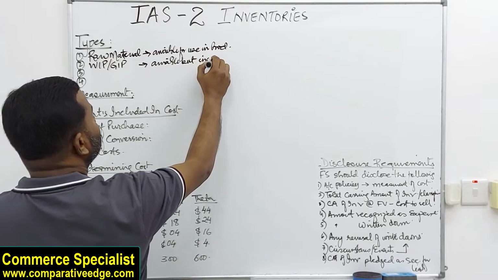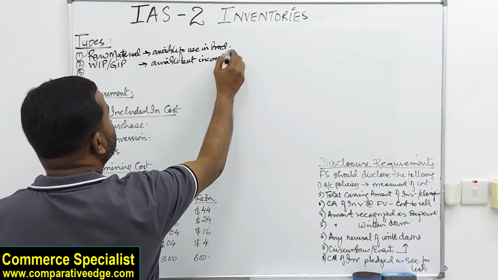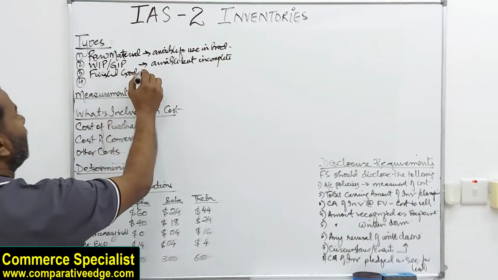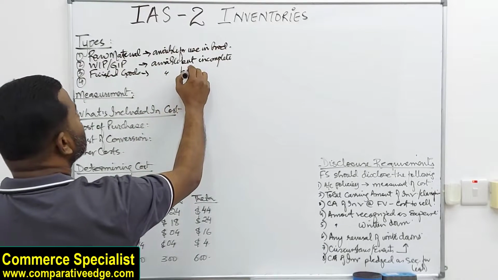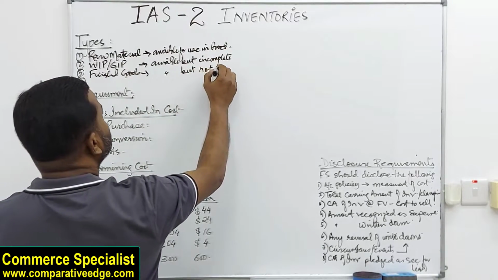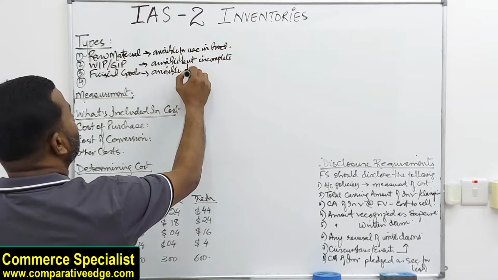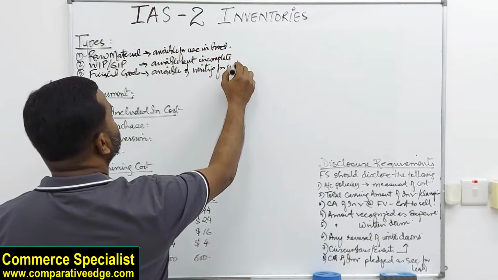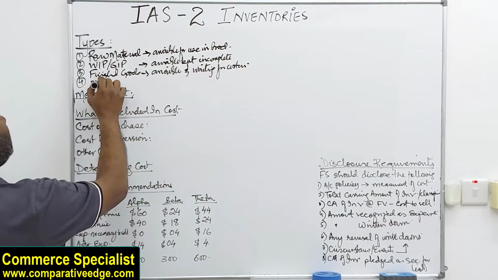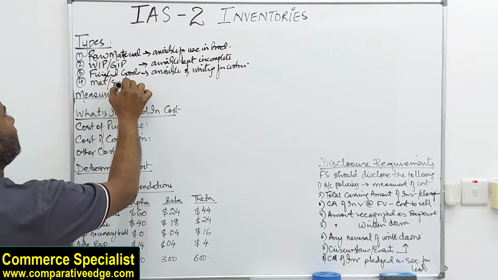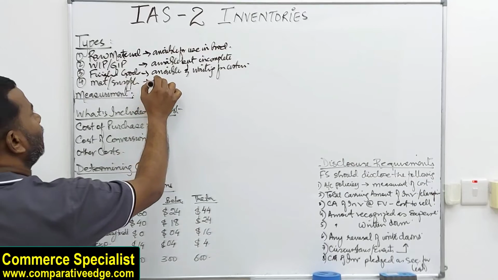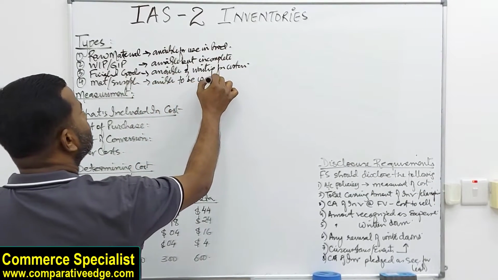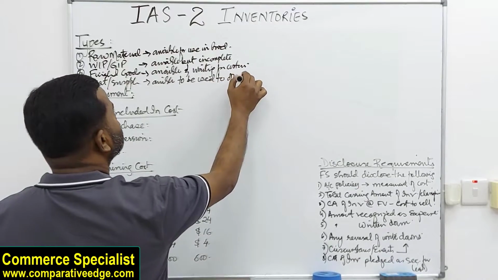but incomplete, in process. If I say inventory of finished goods, that means it's available but not sold and waiting for customer. The last type is materials or supplies available to be used to offer services.